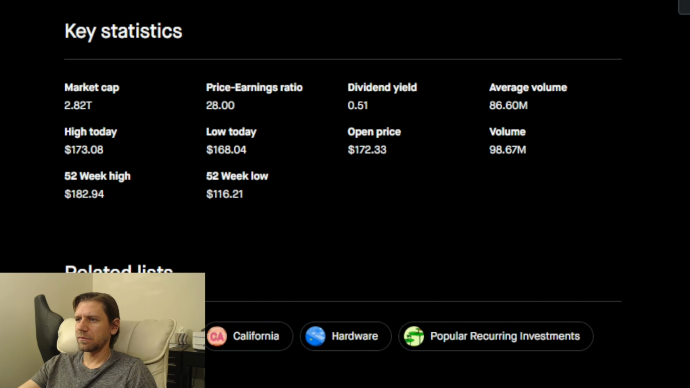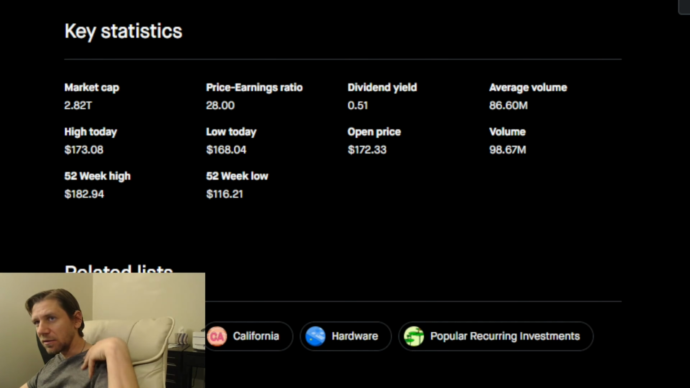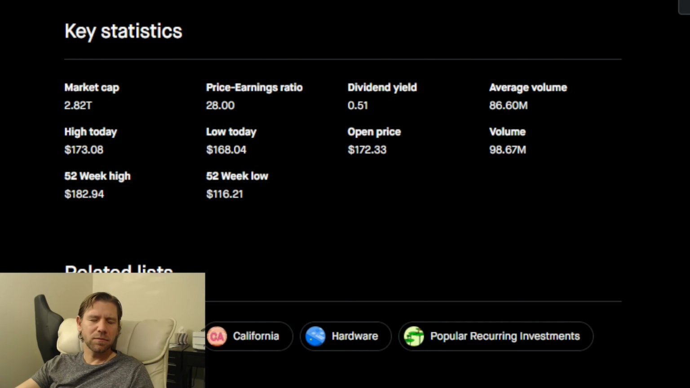Apple right now has a market cap of $2.82 trillion. So it's quite a lot. Okay, so it's a very large company. You can see the average volume on the top right is 86.6 million shares traded per day. It's quite substantial, so that means it's very liquid. Okay, if it's large, there's a lot of shares outstanding and there are many shares being traded. That means its liquidity is very high. So those are just some of the measures.